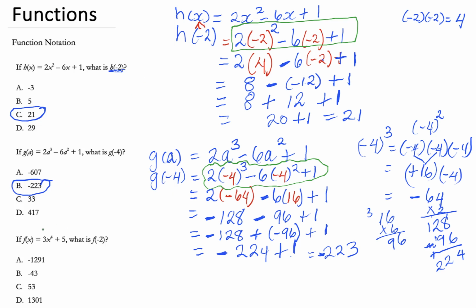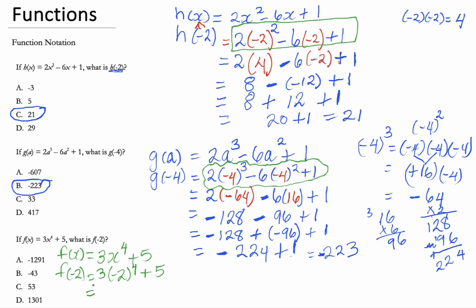Okay, number 3, it says 3x to the 4th plus 5. What is f of negative 2? So I have f of x here. And remember, your function could be a g, a h, an f. They can use their 26 letters in the alphabet. So you have 3x to the 4 plus 5. We want f of negative 2. So we have 3, negative 2 to the 4th power. And then you're going to add 5.